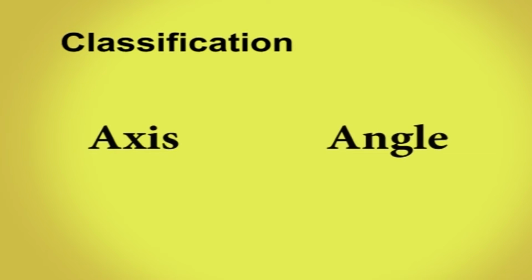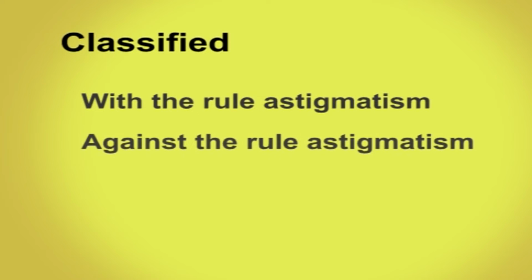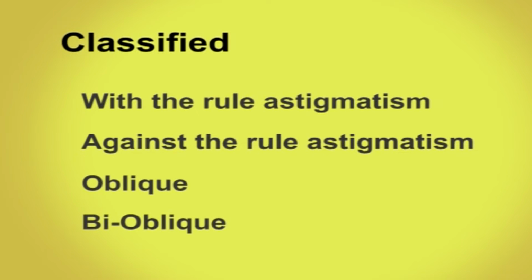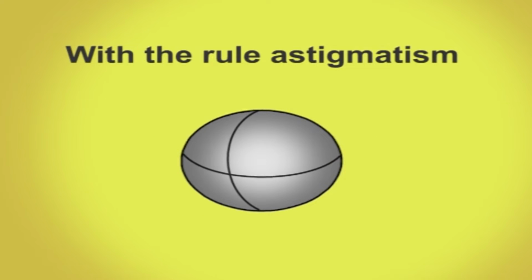The second classification that we are going to see is based on the axis and the angle between the two principal meridians. It is classified as with the rule astigmatism, against the rule astigmatism, oblique and bi-oblique astigmatism. With the rule astigmatism is the type where the two principal meridians are at right angles to one another, but the vertical meridian is more curved than the horizontal.